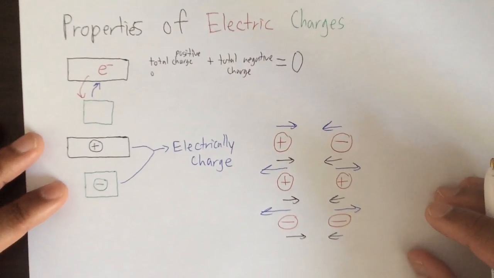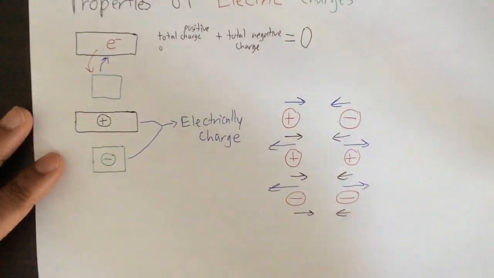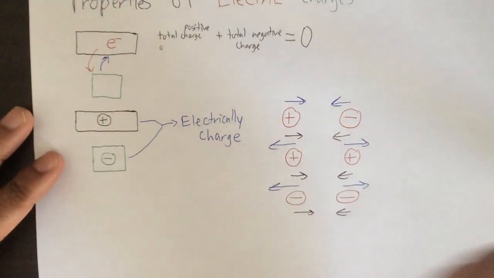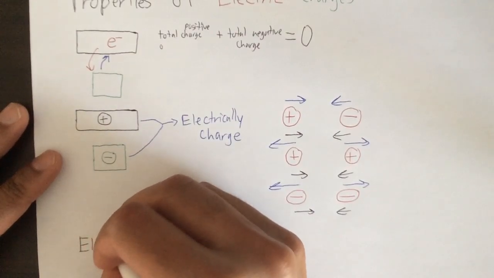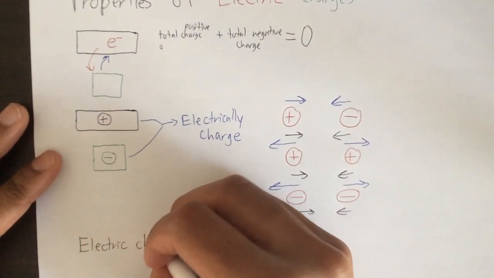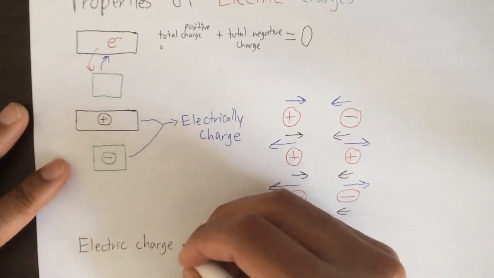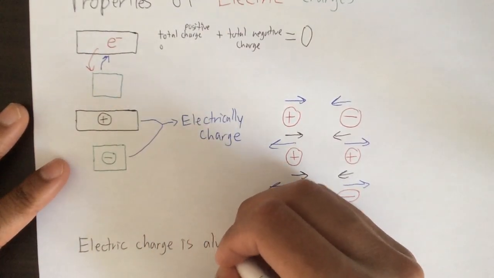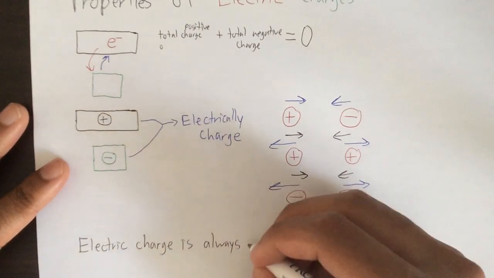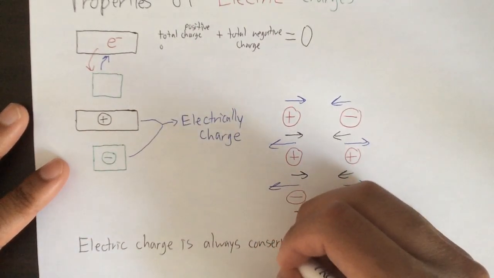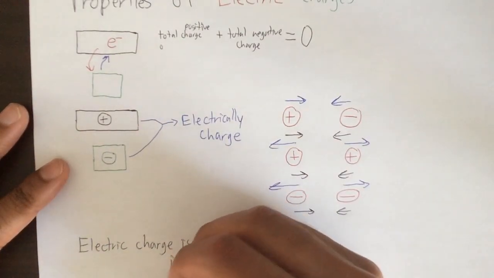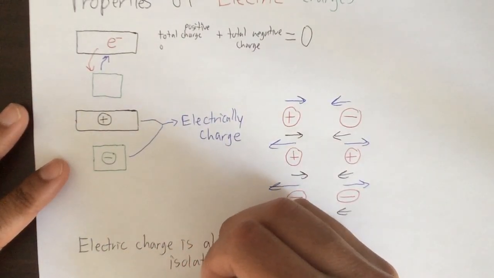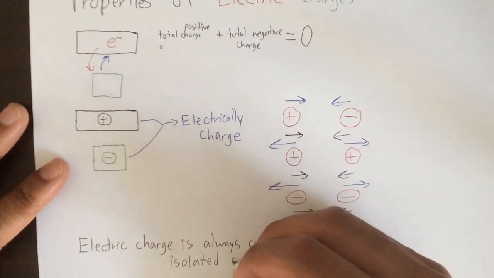So now we're going to move on to our next property, and the property is stated as follows. Electric charge is always conserved in an isolated system.